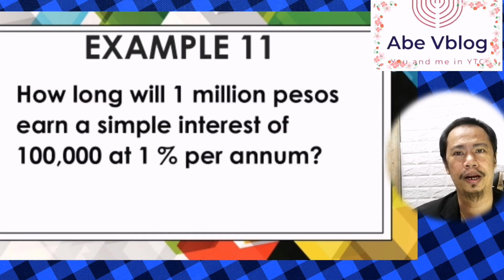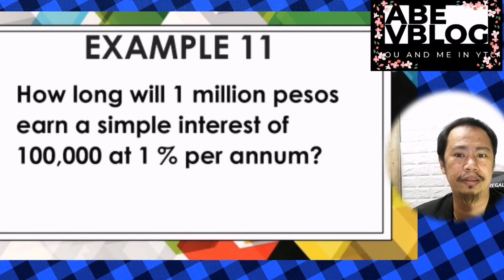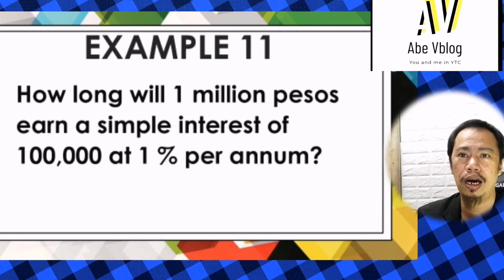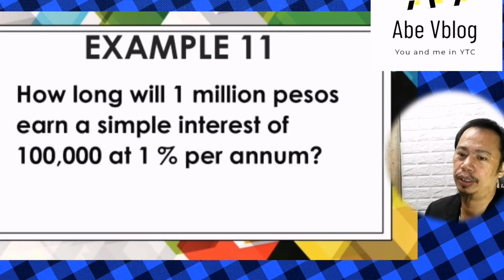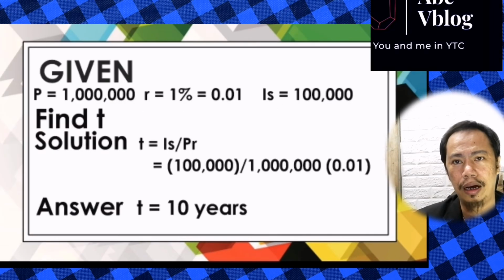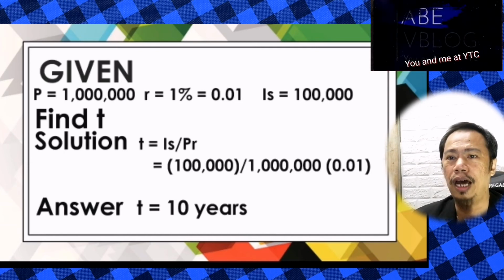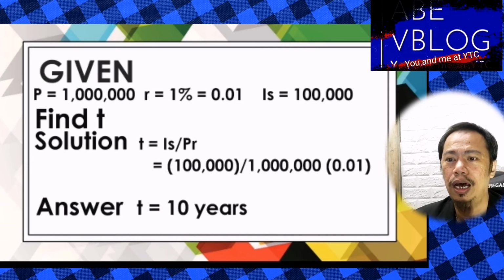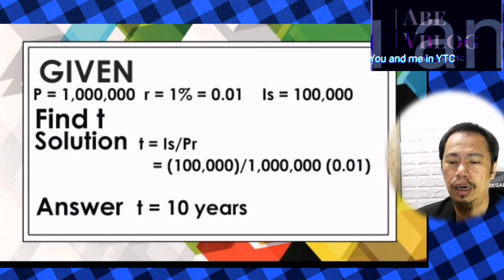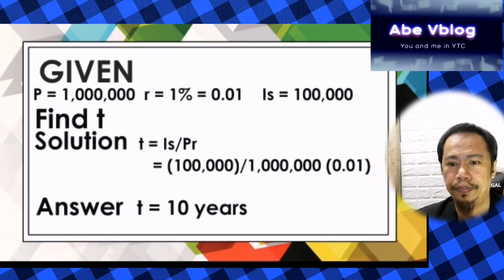Example number 11. How long will 1 million pesos take to earn a simple interest of 100,000 at 1% per annum? Meaning there is a 1% per annum simple interest rate. So P is equal to 1 million, R is equal to 1% or 0.01. Then IS is 100,000, because the IS is the earning. For a certain number of years, so we have to find the time.